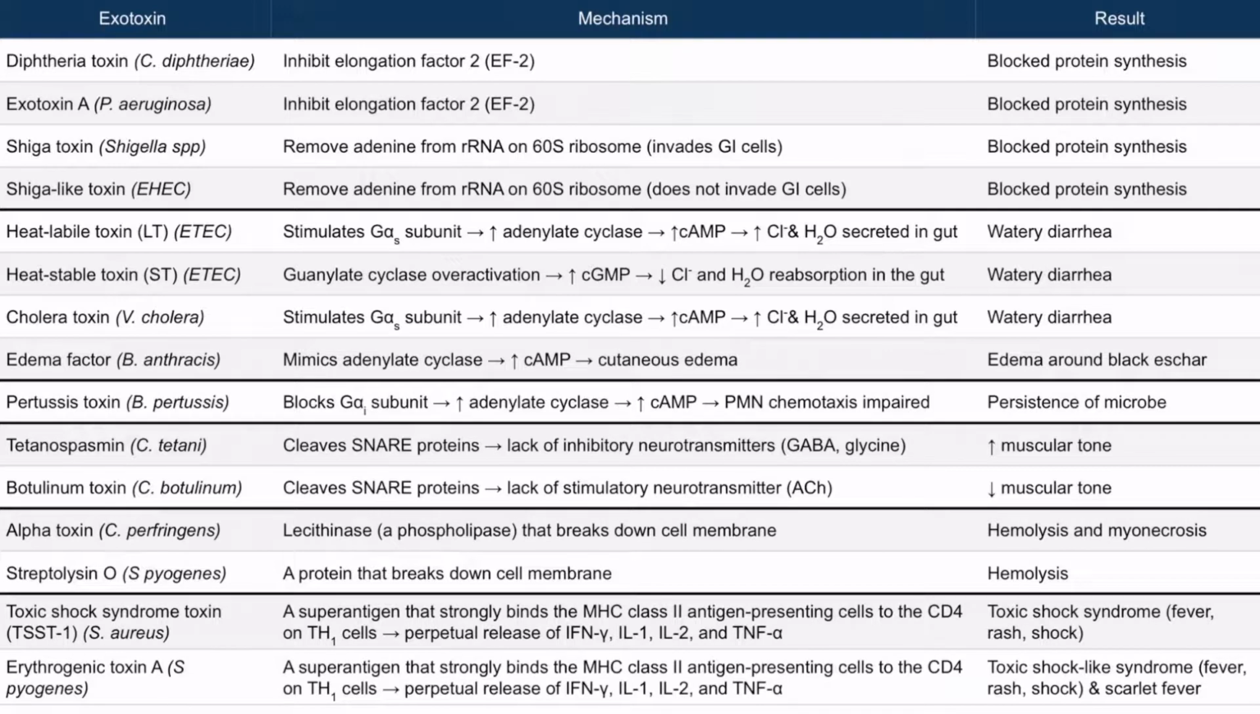Now, there are exotoxins that are not listed on this table, but they are not listed on this table because the mechanism is not important for you to know. And you will learn what you need to know about those exotoxins as you move through these specific bacterial mnemonic videos. With that in mind, let's dive into the important exotoxin mechanisms, starting with the top 4.